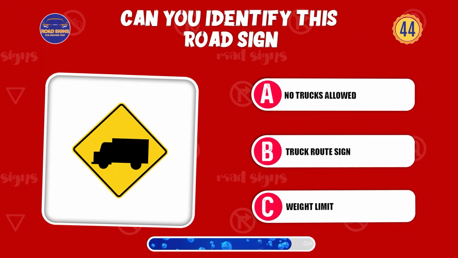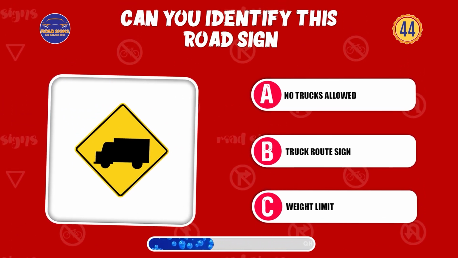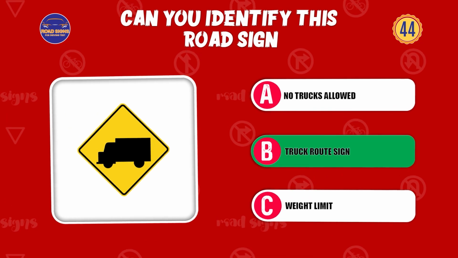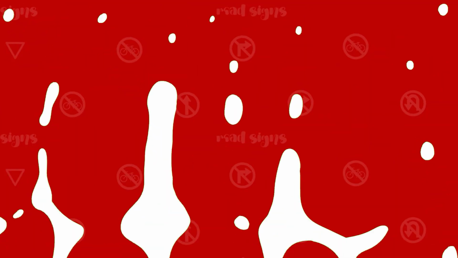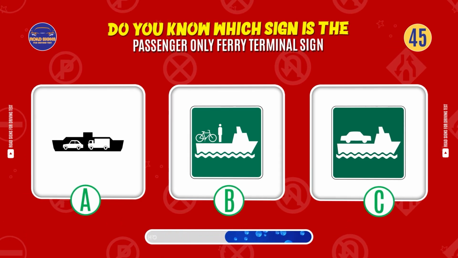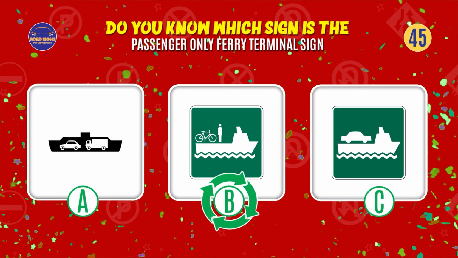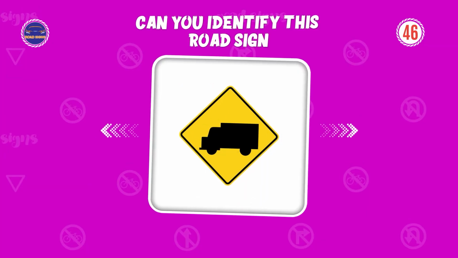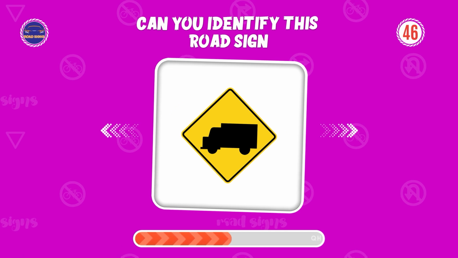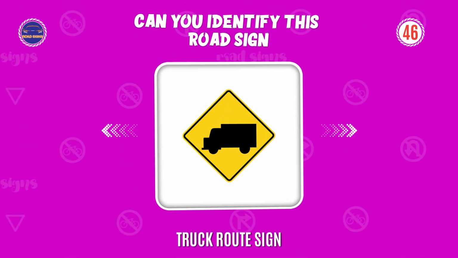What type of route does this sign indicate? B. Truck route sign. Do you know which sign is the passenger-only ferry terminal sign? What restriction does this sign enforce? Truck route sign.